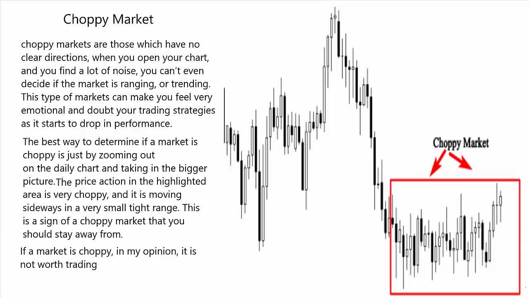The best way to determine if a market is choppy is just by zooming out on the daily chart and taking in the bigger picture. The price action in the highlighted area is very choppy, and it is moving sideways in a very small tight range. This is a sign of a choppy market that you should stay away from. If a market is choppy, in my opinion, it is not worth trading.